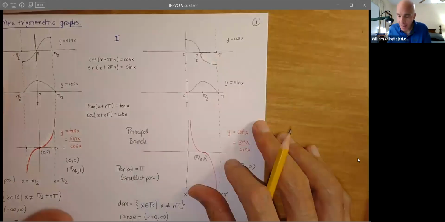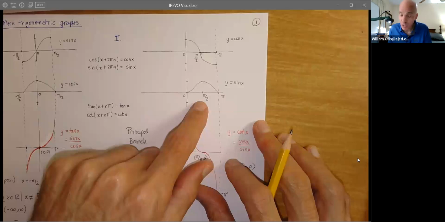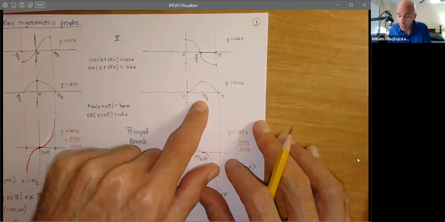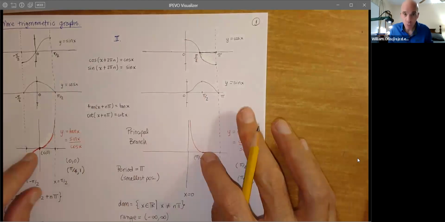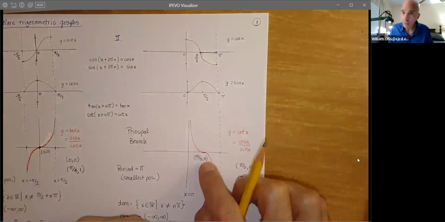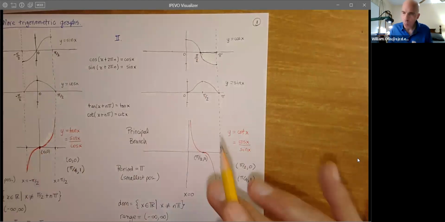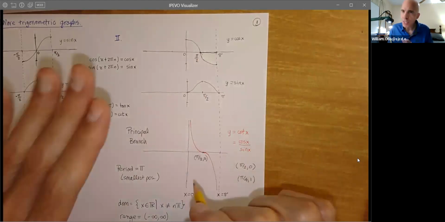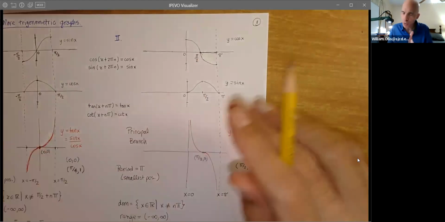So when we divide cosine of pi over 2 divided by cosine of pi, excuse me, sine of pi over 2, that's 0 divided by 1, which gives us 0. So this kind of mimics what we have over here, but it's shifted. And now, same thing. Where the cotangent function is defined, we're going to have a nice differentiable curve. We're going to have a nice smooth curve.